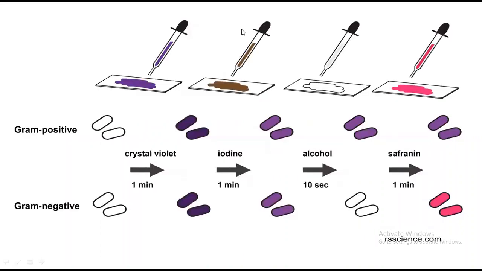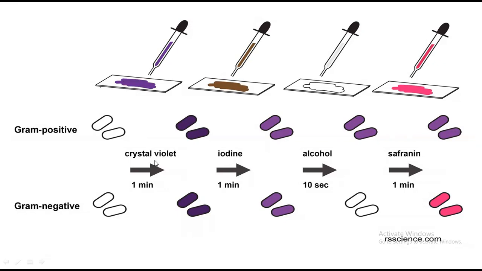First of all, the procedure of gram staining. I think you already know it. This is a very common procedure of gram staining, and I have taken it from Google. First, we take a colony and make a smear on this glass slide. After making the smear, we add crystal violet dye to the glass slide and retain it for 1 minute.